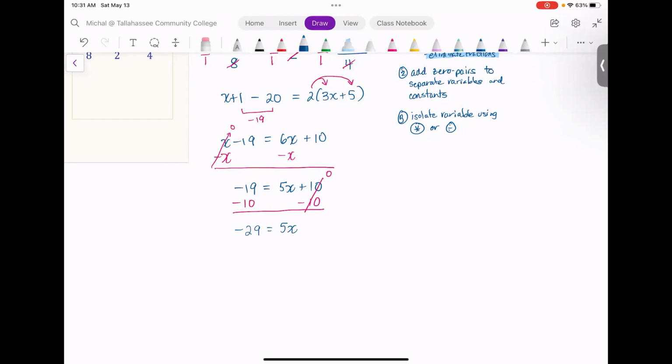Now that I have my numbers separated from my variables, I'm going to divide both sides by 5 to reverse this multiplication by 5. 5 divided by 5 is 1. On the left side, I get negative 29/5, and on the right side, I get 1x, which is just x. So there's my solution.